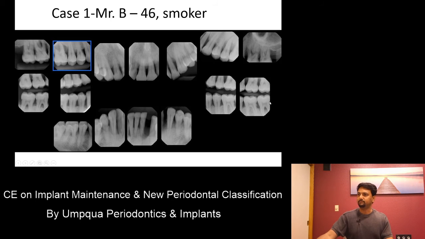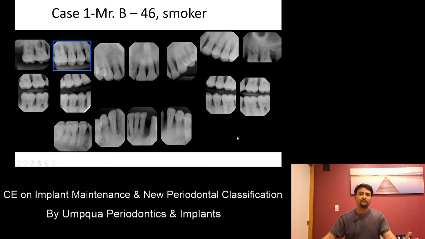Okay, so let's look at some examples. I have case 1, who is Mr. B, 46 years old. He's a smoker. And again, I don't specify how much he's smoking, and you'll soon find out why. So these are the full mouth radiographs.